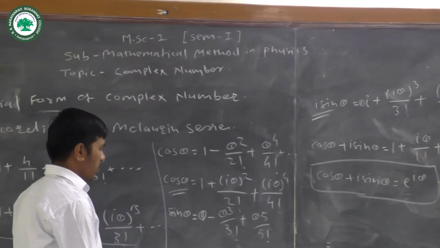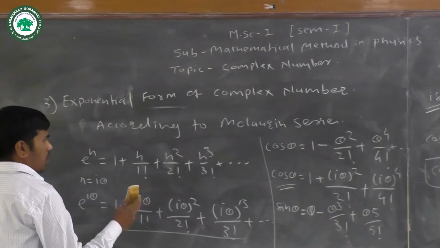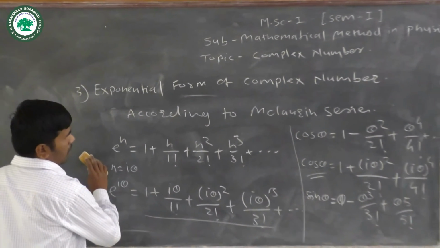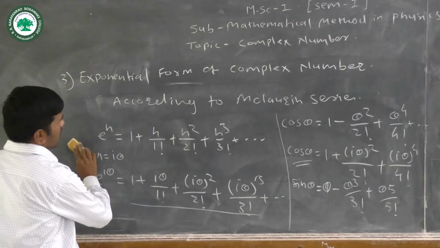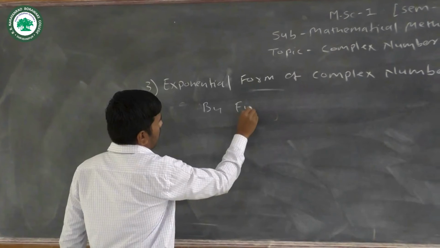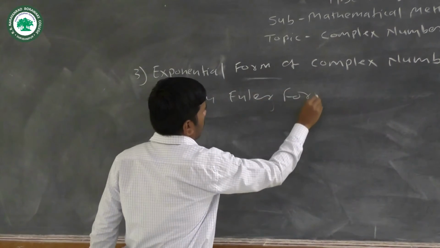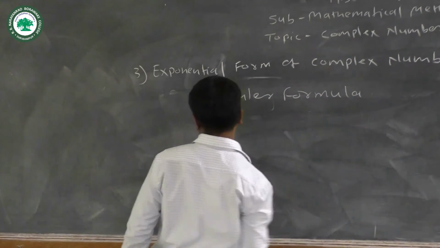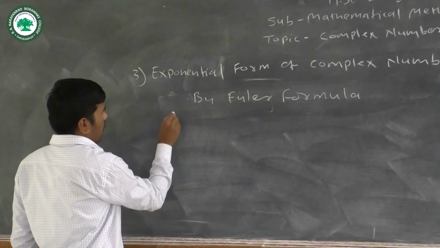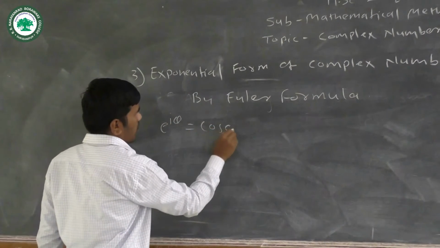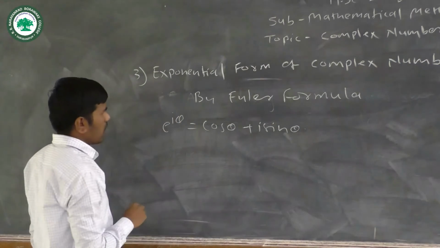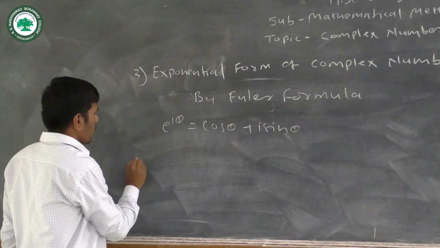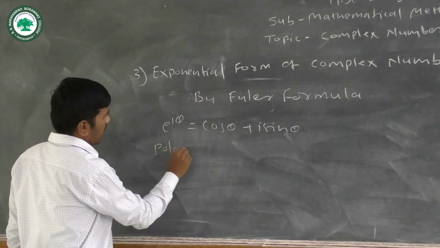Okay, this is the Euler formula. By using this formula, we can find the exponential form of the complex numbers. So e raised to i theta is equal to cos theta plus i sin theta. This is the Euler formula, and we know the polar form of the complex number.